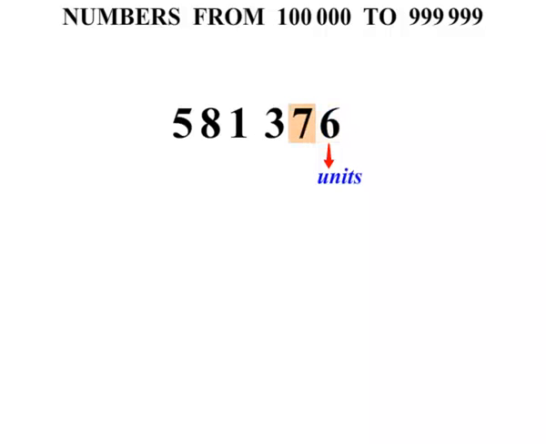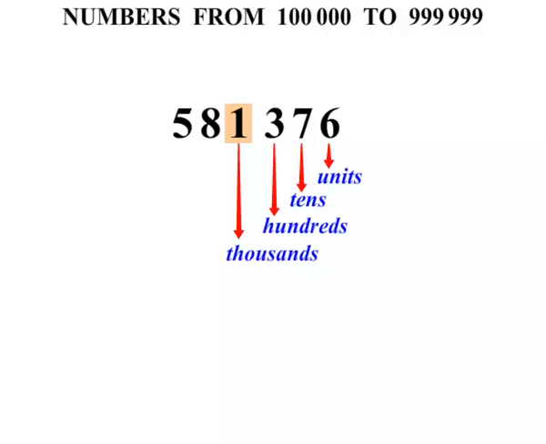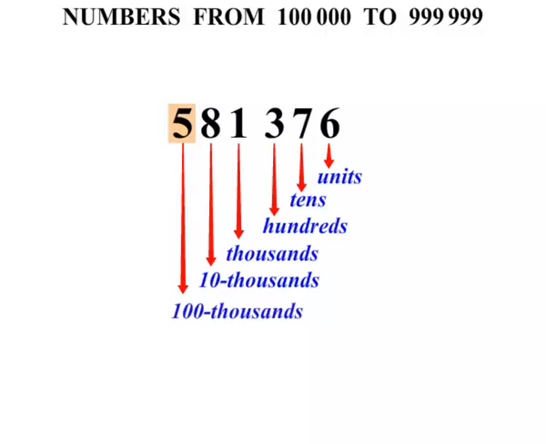The next one, the 7, is in the tens column. The 3 is in the hundreds column. The 1 is in the thousands column. The 8 is in the 10,000s column. And this 5 is in the 100,000s column.